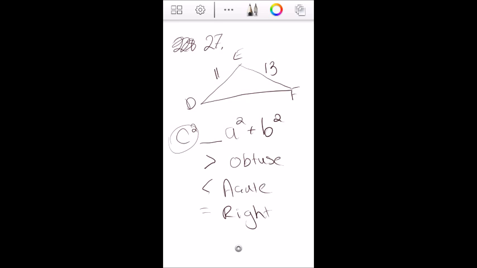So I'm going to pick which one I plug in for c, but we have a problem. I don't know what's down here. I have no idea what this side is. So I know this side's 11, this side's 13, and that's something I don't know. So what do I plug in for c? Not a clue. I have no idea.